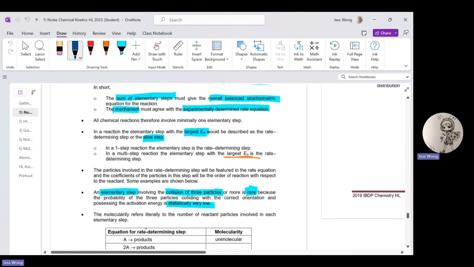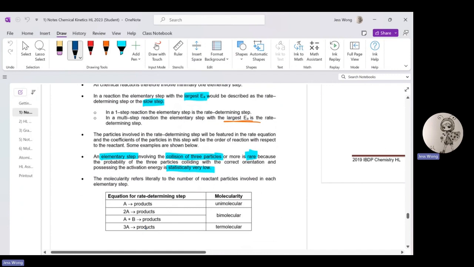Okay, for those reactions which have more than one step, we will have to assign a rate determining step. The rate determining step will be the step which has the highest activation energy. Not only that, it should also match the experimentally determined rate equation, the rate equation that you determine from the experiment.